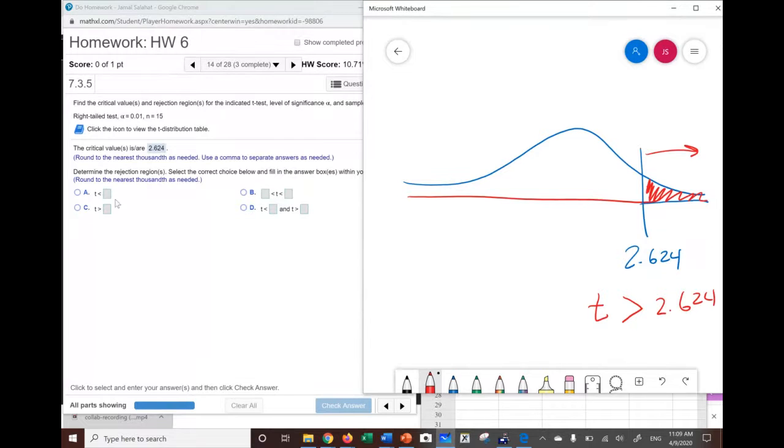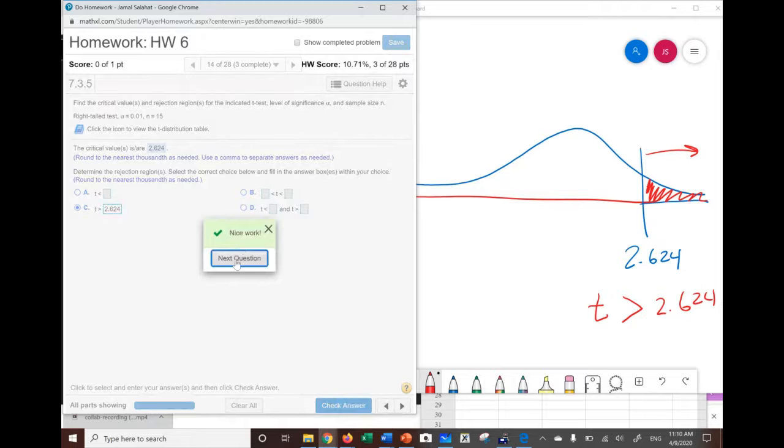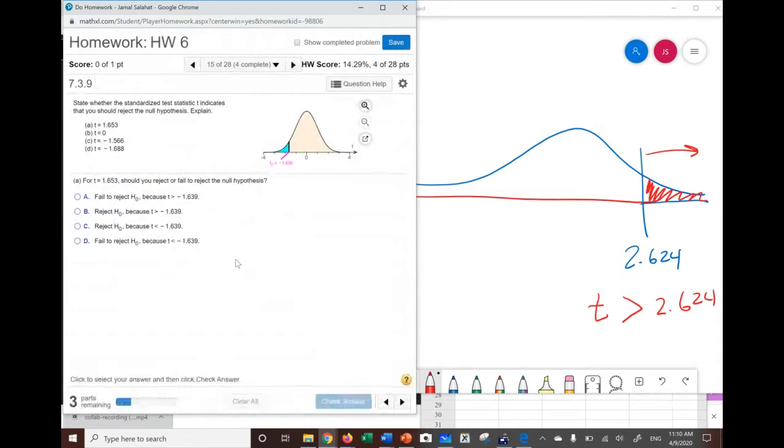So the answer here is C, and we put 2.624. Okay. And because again, we're going to use the same critical value, the point is the first part A says less than, means to the left. This says in between. This says left or right. So no, we are just talking about right. So this is the correct answer. Move to the next one.